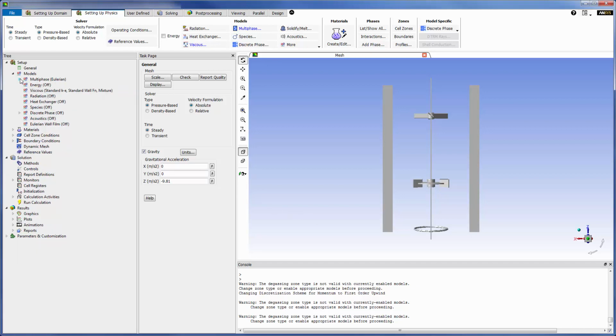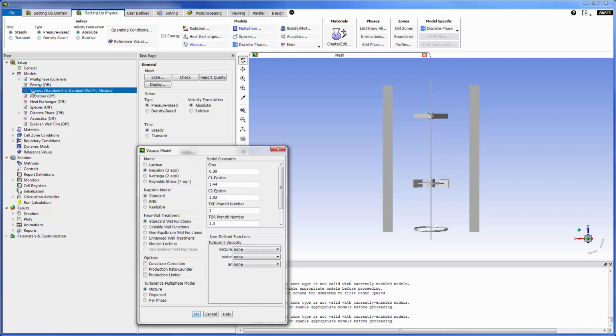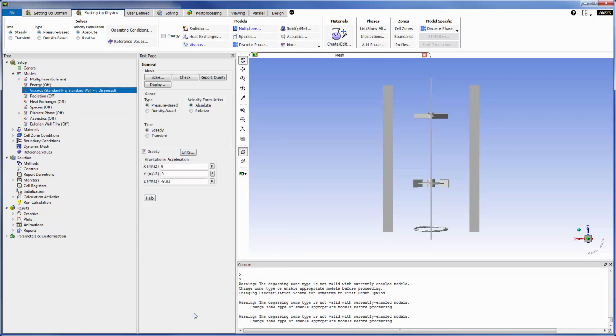Mixing in this reactor occurs primarily through turbulent fluctuations, so naturally I must add a turbulence model to the simulation. In this case, the standard K-epsilon model will do. Since the volume fraction of air in the bulk fluid is very small, I will use the dispersed multi-phase turbulence model. The dispersed model assumes that turbulence in the primary phase dominates, and the turbulent behavior of the secondary phase is approximated from the mean characteristics of the primary phase.